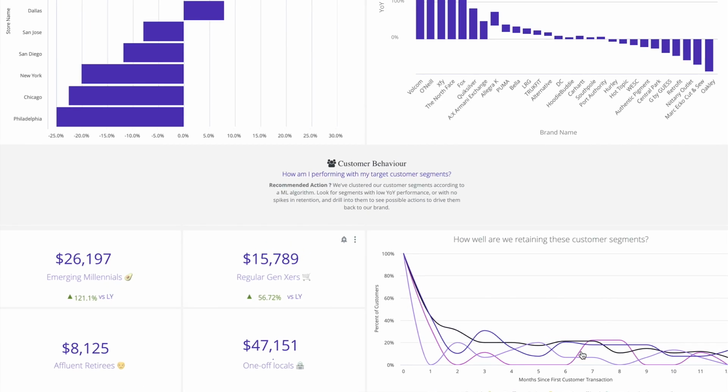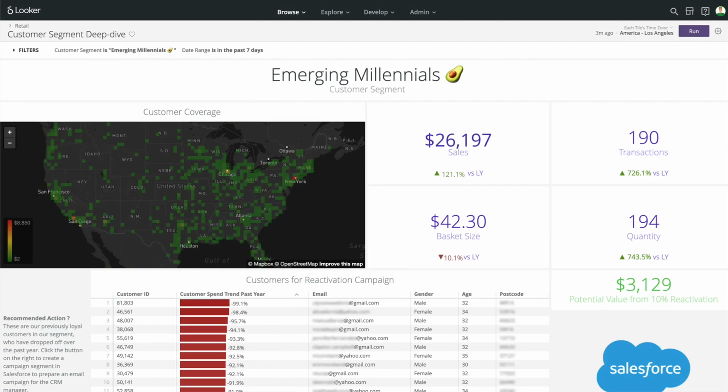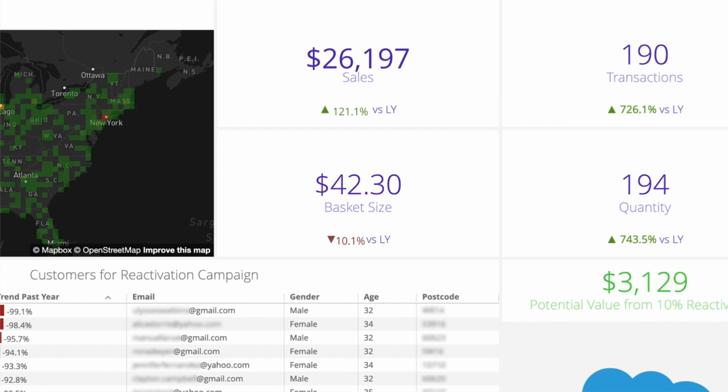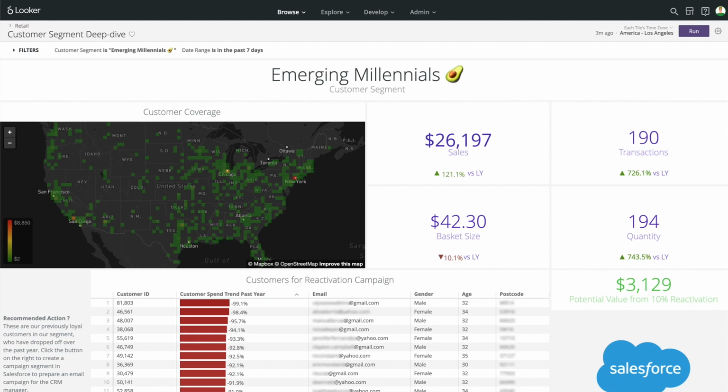Retaining emerging millennials seems to be a problem. Why are they no longer purchasing in-store in the Northeast? Eileen drills down into the segment for a better look. Eileen can check out the year-on-year performance in the customer segment deep dive dashboard. She notices that emerging millennials segment's basket size is down 10%. Eileen can also see a list of customers within the segment who were loyal, but whose spend has declined over the past year. These are prime candidates to evaluate, as their behavior might give clues as to what is causing the overall downward trend. Eileen looks at Alice Doris's profile to get an idea of emerging millennials' behavior.